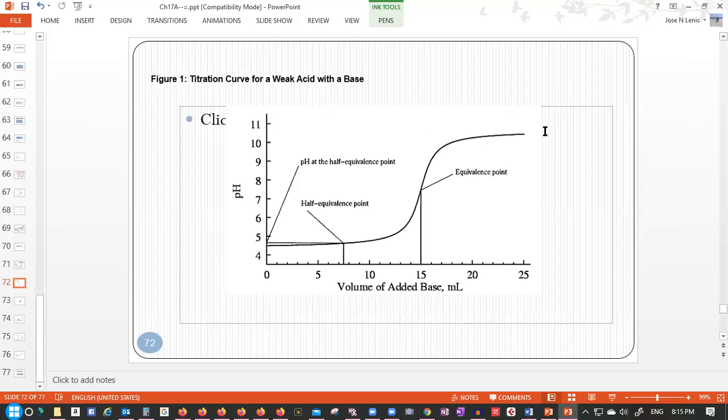Using the potentiometric titration, you put the pH probe connected to the computer, which generates the graph. Once you have the graph, you find the equivalent point, which is half of this flat line here. That will be your equivalent point. And we want to know what is the Ka for the acid. So you find half of the equivalent point.